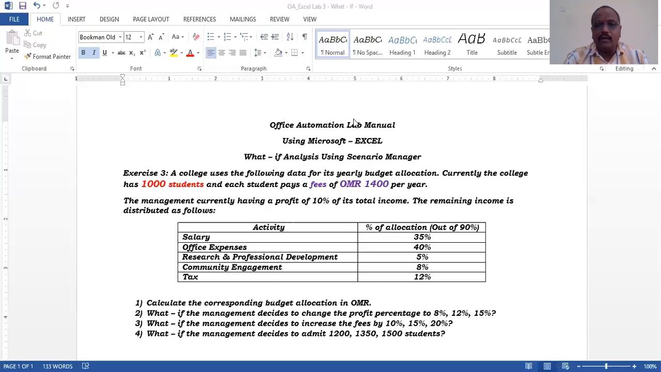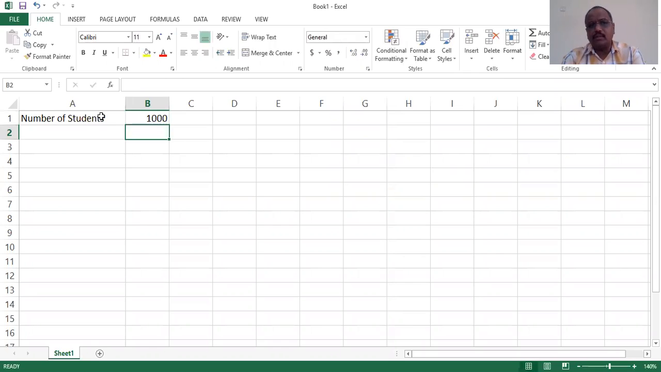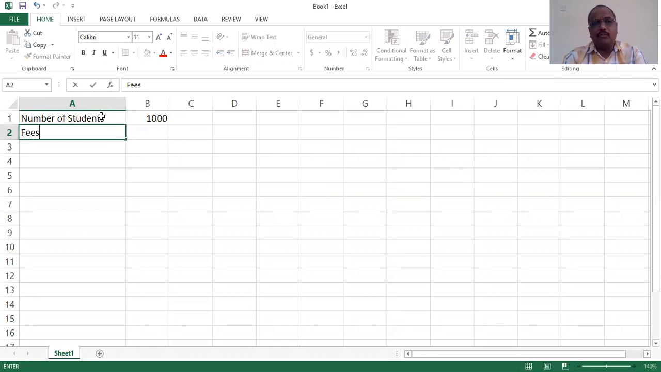The basic thing, we are going to convert these values into the Excel sheet. So here is the Excel sheet. I am going to enter the data. It is given number of students. How many students are there currently? We have 1000 students. And the annual fees, it is Omani Riyal 1400.